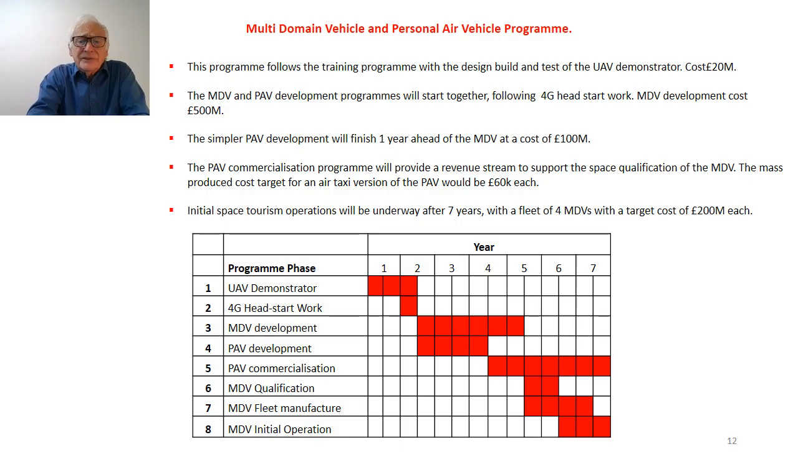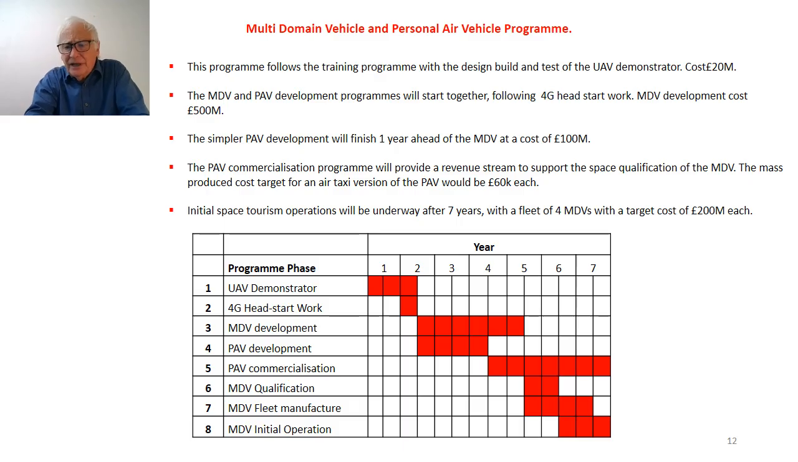Now, the idea is that we would complete the development of the personal air vehicle at the 4.5-year point, and the subsequent commercialization of this vehicle would then provide a revenue stream to complete the multi-domain vehicle development, and most importantly to go into the qualification program, the space qualification program of this vehicle.